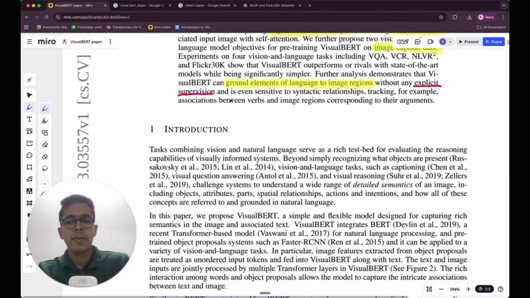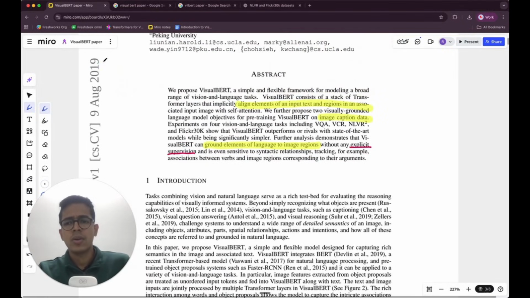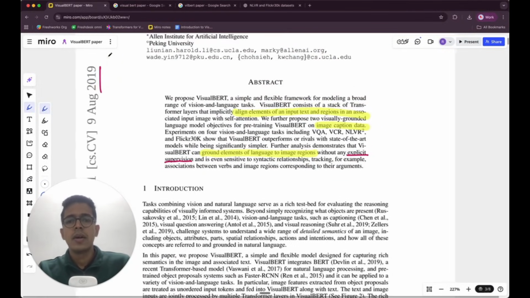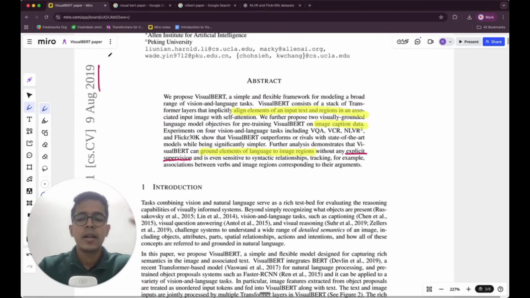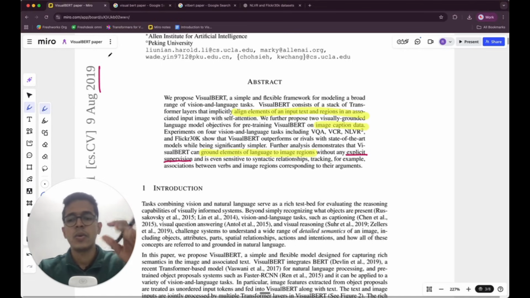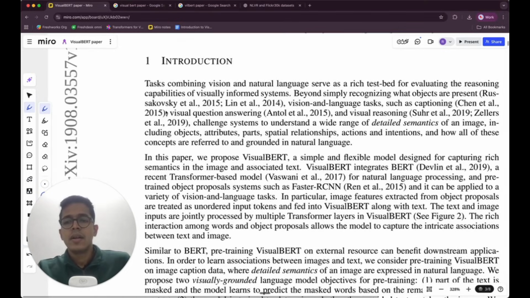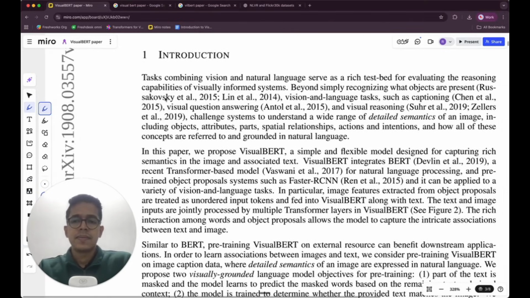Please remember, this paper was released in 2019. So obviously there are better models now, but we want to know how models evolved, right? So you have to have a deep dive into simpler models to truly appreciate the evolution of the field. So that's what we are trying to do here. Now let's move on to the introduction.